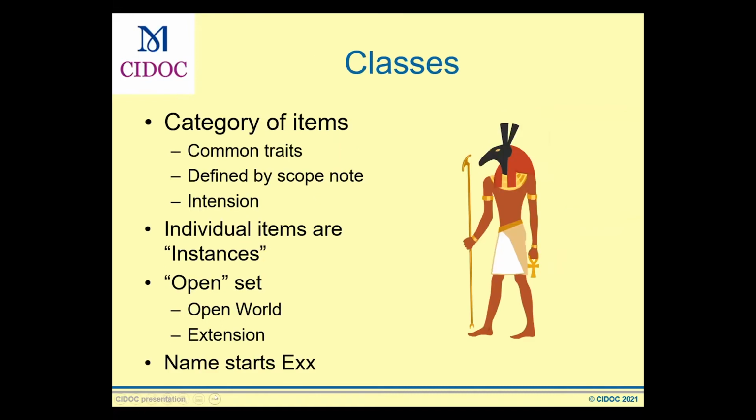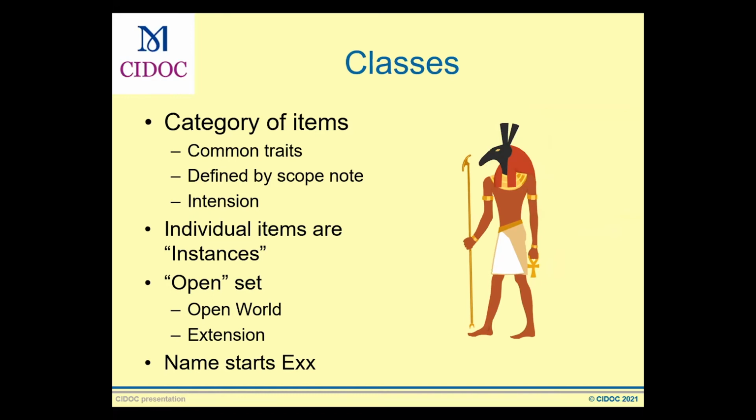So a class is a category of item in the real world which share some common traits. And we define them using a scope note, what those common traits are. And this is generally known as the intention of the class, so the set of all things which make it up. So individual items are instances of this class.